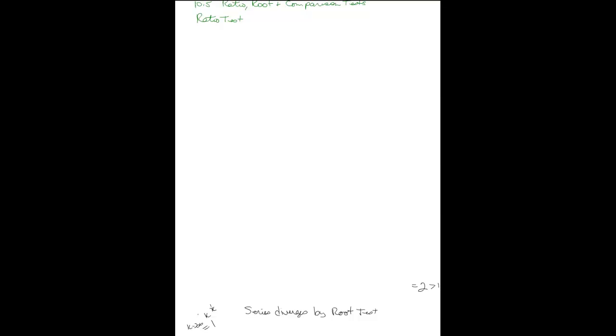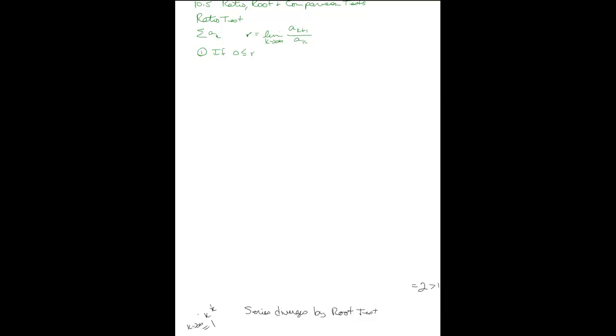It says if you have a summation of a sub k's, and you let r equal the limit as k goes to infinity, so you're adding them all up, of the k plus 1 term over the kth term. So you're taking the kth term and you're putting it under the next term. If you take that limit, three things.